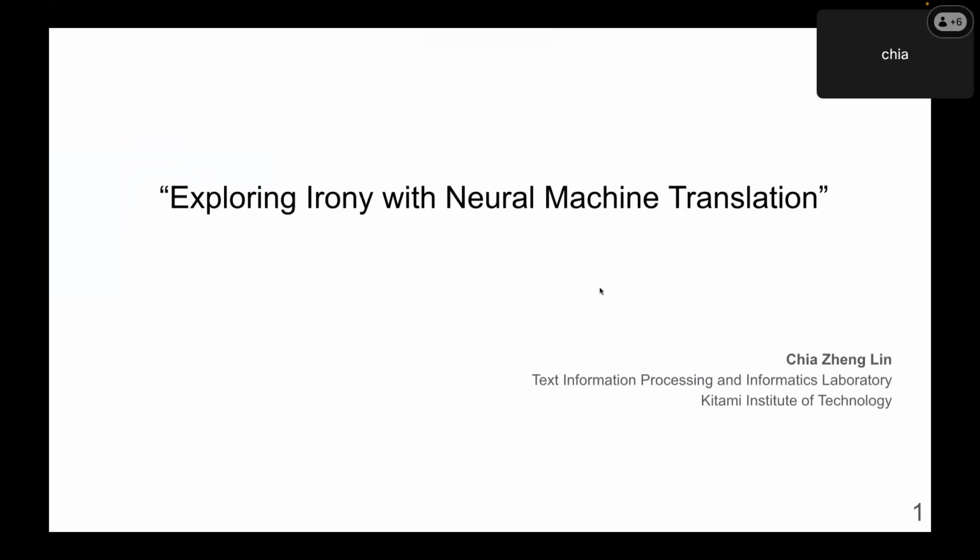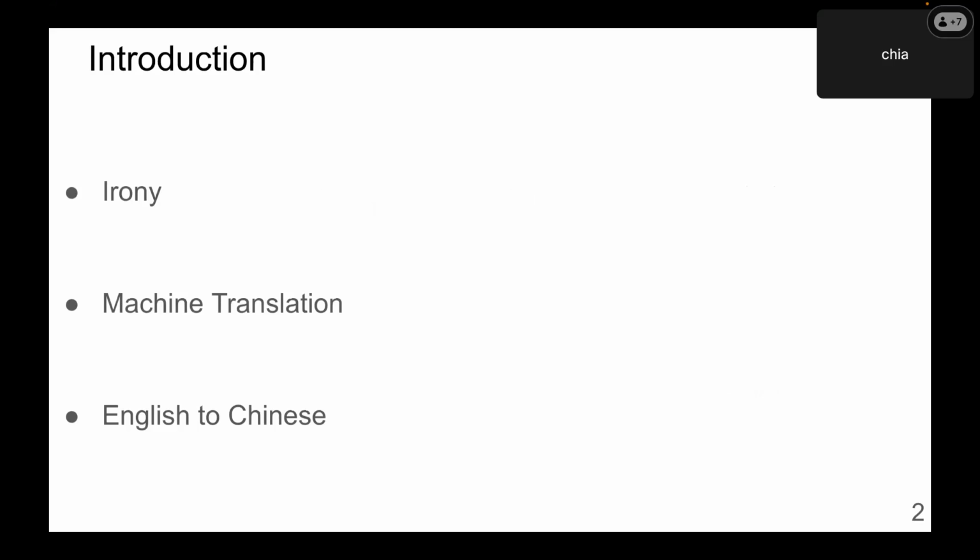Hello everyone, I'm Chia. So today I'm going to briefly introduce you to my research, which is about exploring irony with neural machine translation. So first of all, I will introduce my research. It's about irony, which I will apply in machine translation. Here, I will apply it to translating from English to Chinese.